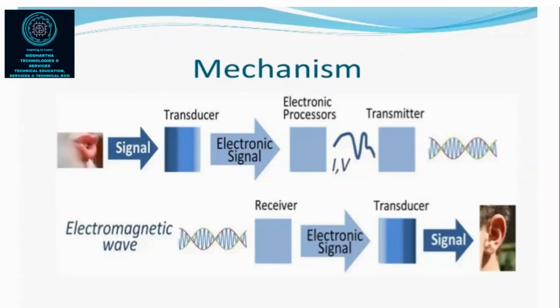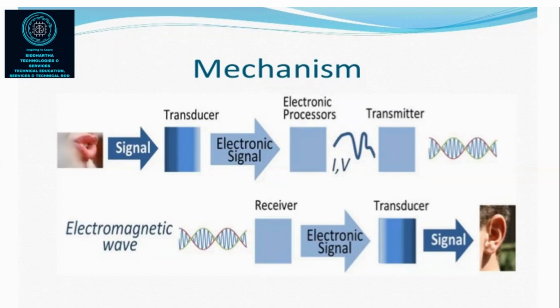Mechanism. There are two parts. One we call transmission. In transmission, how does it take place? The speech signal is given to the transducer. What is a transducer? Your microphone is a transducer. That means it converts a voice signal to an electrical signal, right? We call it the transducer.